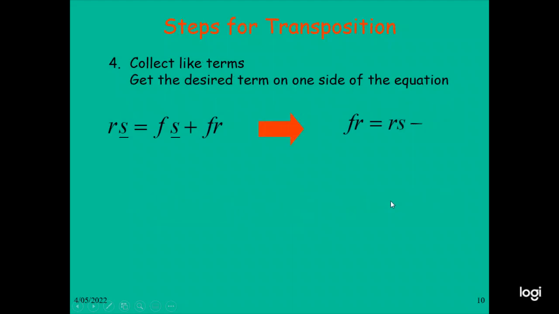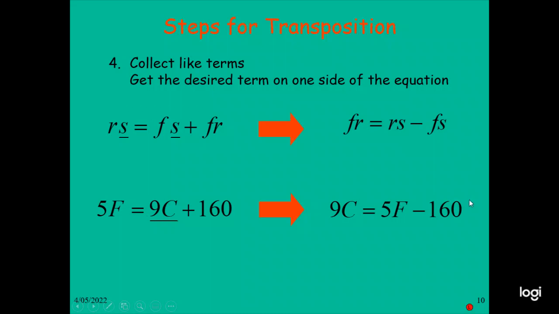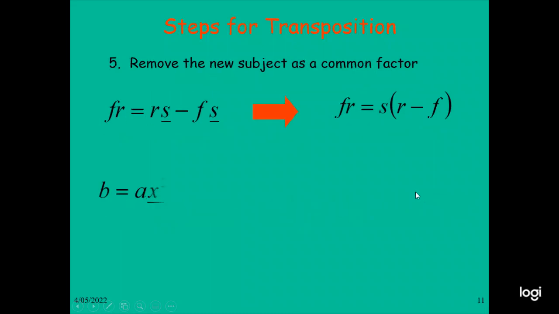Collect the like terms. In this case, RS equals FS plus FR. Here F is common. The like term FR is on one side, so FS goes to the other side. FS goes to the other side as RS minus FS. So FR equals RS minus FS. 5A equals 9C plus 160. In this case, 9C equals 5A minus 160. FR equals RS minus FS.